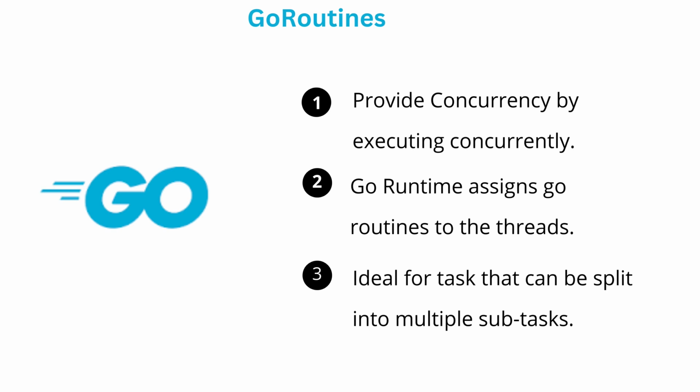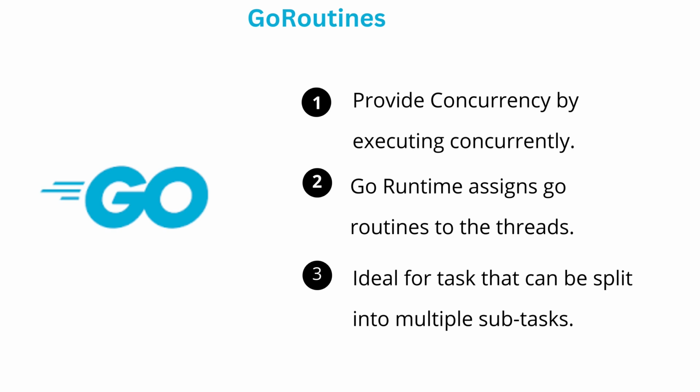As you can see, it says Go routines provide concurrency by executing concurrently. Go routines are just a function with a Go keyword written in front of them, but other than that they are essentially a function. When we write Go in front of a regular function, it becomes a Go routine. As soon as we do that, we are telling Go runtime to treat this function as a Go routine, and the runtime runs that particular function in a concurrent fashion.